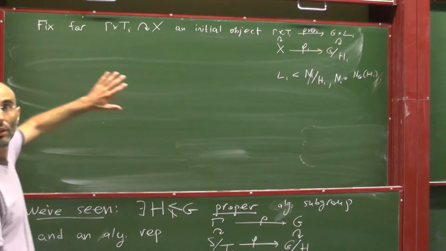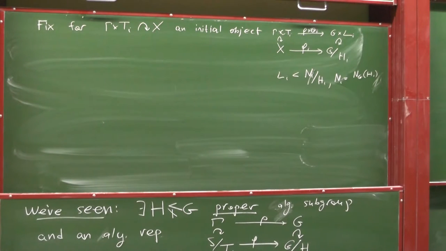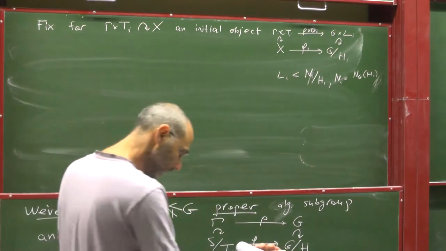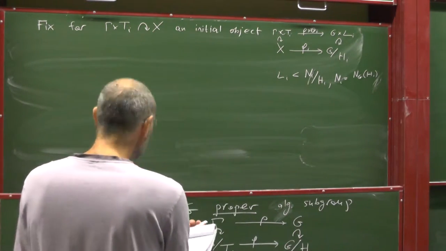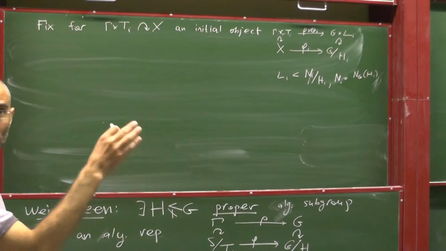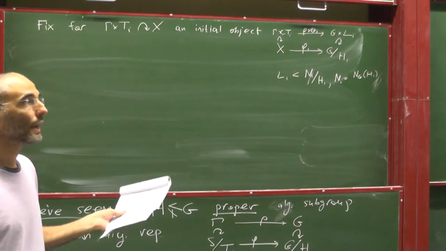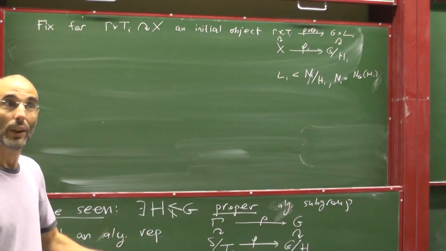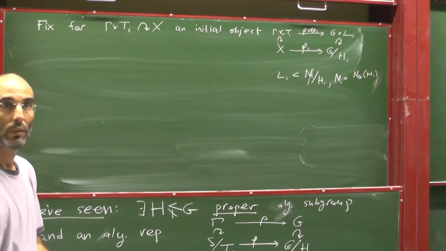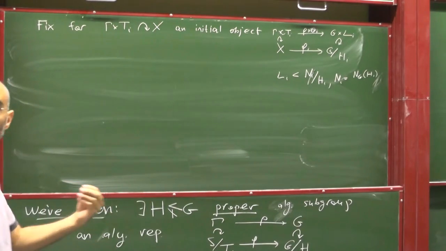Okay, each specific choice of T gives a specific choice of initial object. So we fix those. An initial object, let me remind you, is not canonical in some way. It is unique up to unique isomorphism. I'm making a choice here of representation.